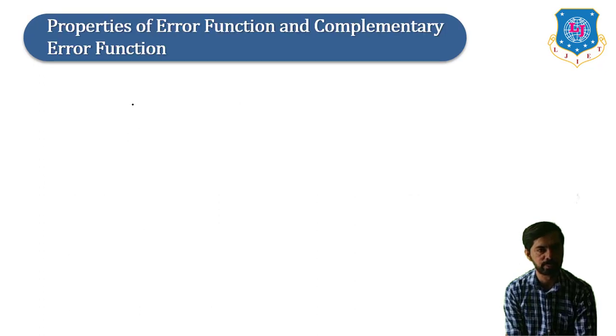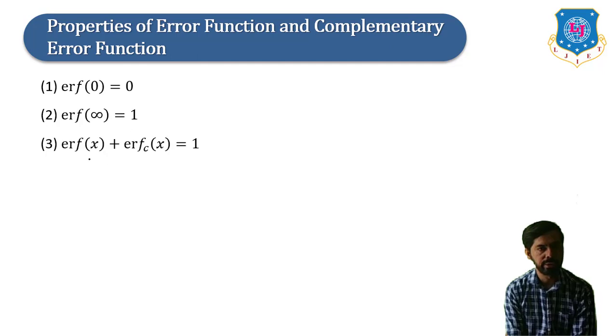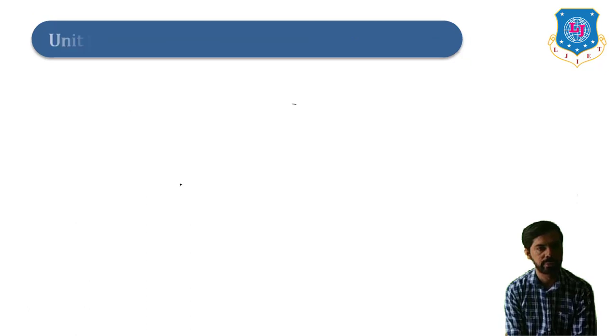Now we will discuss properties of the error function and complementary error function. The first property is erf(0) is equal to 0. Then erf(infinity) is equal to 1. Then the addition of the error function and the complementary error function is 1. Then erf(minus x) is equal to minus erf(x).